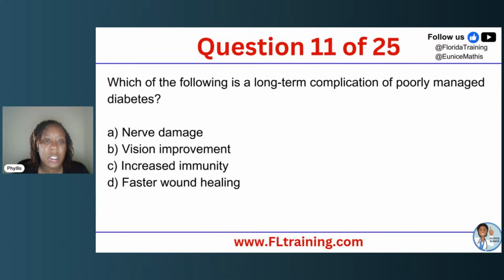Which of the following is a long-term complication of poorly managed diabetes? A, nerve damage, B, vision improvement, C, increased immunity, D, faster wound healing. A, B, C, or D?